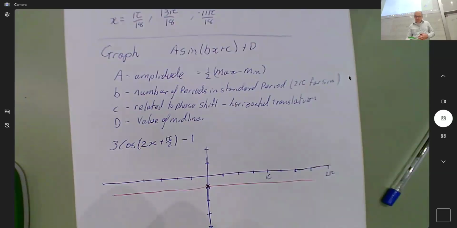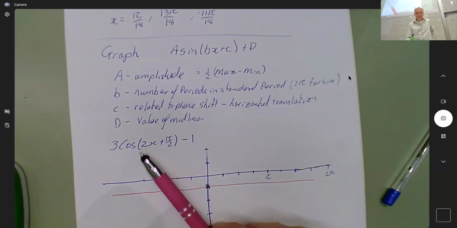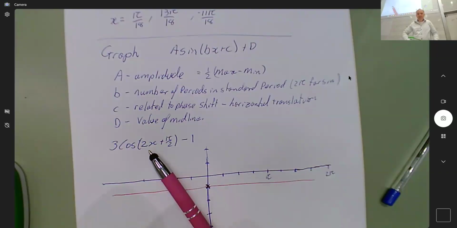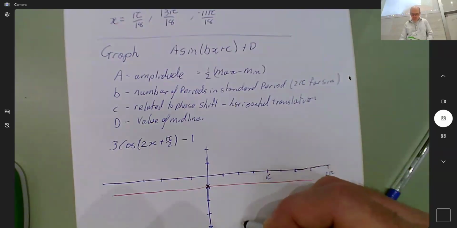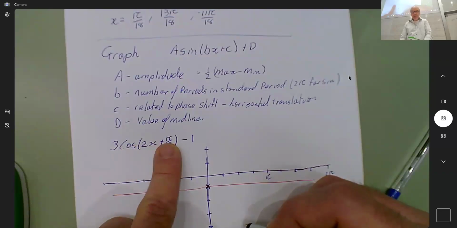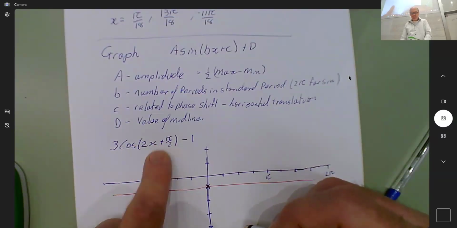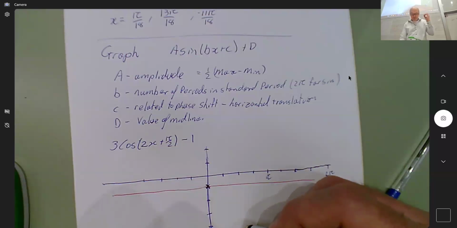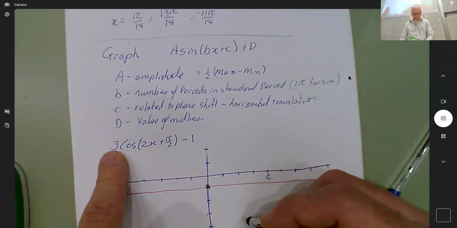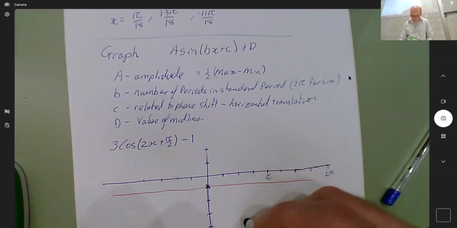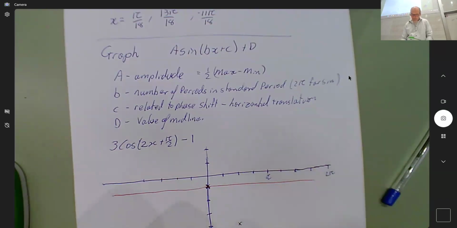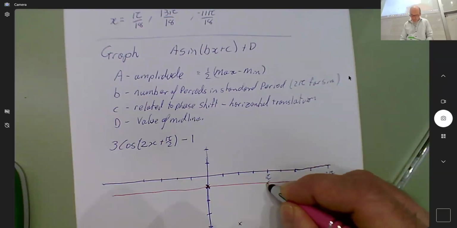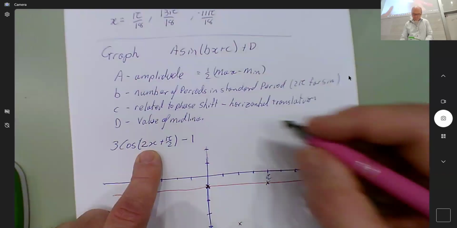Now, I've broken my thing into pi on 4. So if I go x is equal to pi on 4, that would be 2 lots of pi on 4, which is pi on 2, plus pi on 2. So cos of pi is -1. And because this is -1, so it's -3, -1, -4. And so I've got my point here. But then I've had a look at my period.